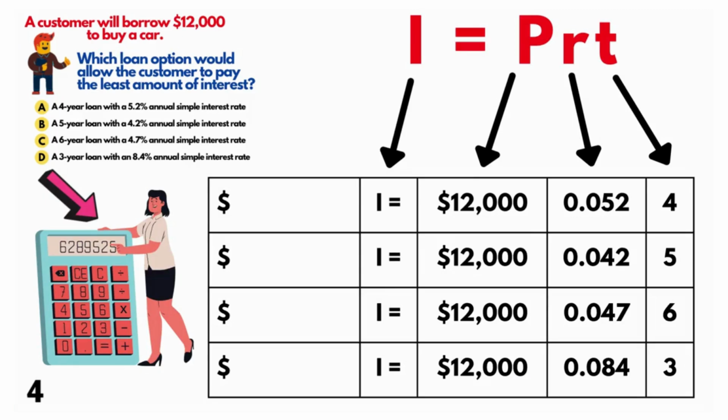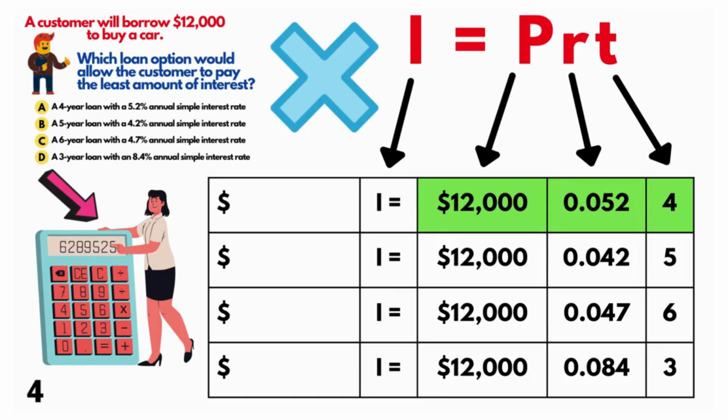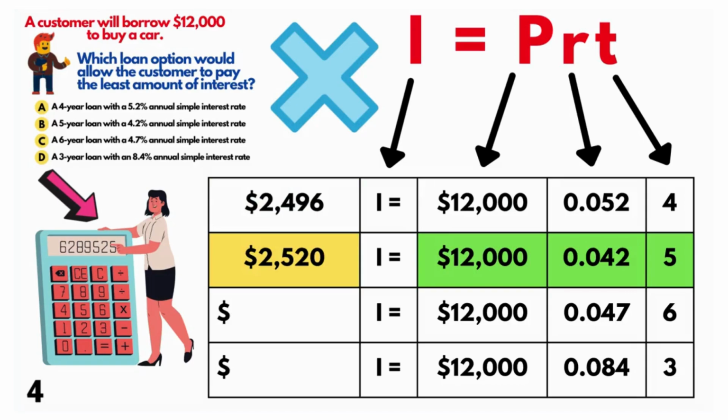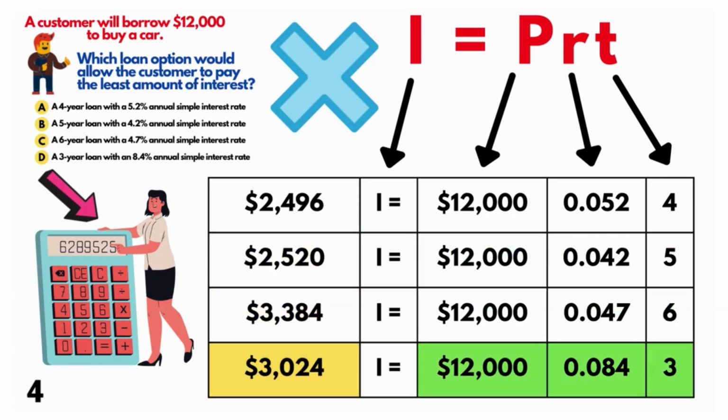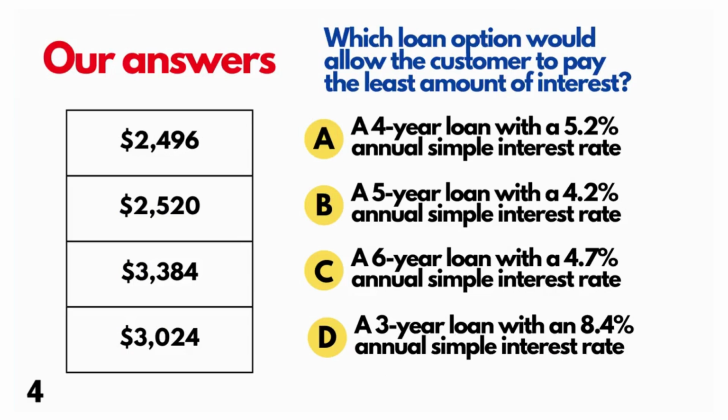So now we have our decimals, and we're going to take our decimals and put them into our formula. And from there, now that we have that converted, it should be very easy because it's all multiplication. We just multiply from left to right. So let's break these down and work through them. All we do is take $12,000 times our percentage rate times our time, and we get 2,496 for the first one, 2,520, 3,384, and 3,024.